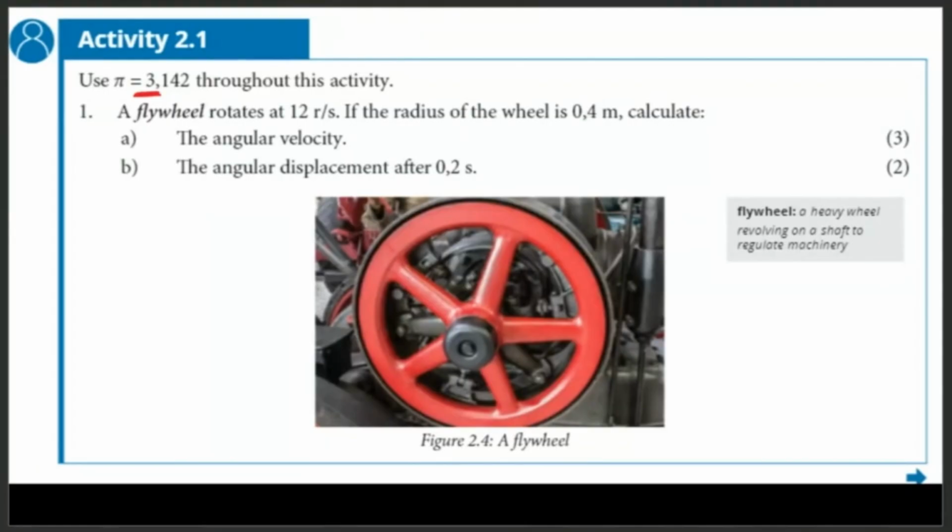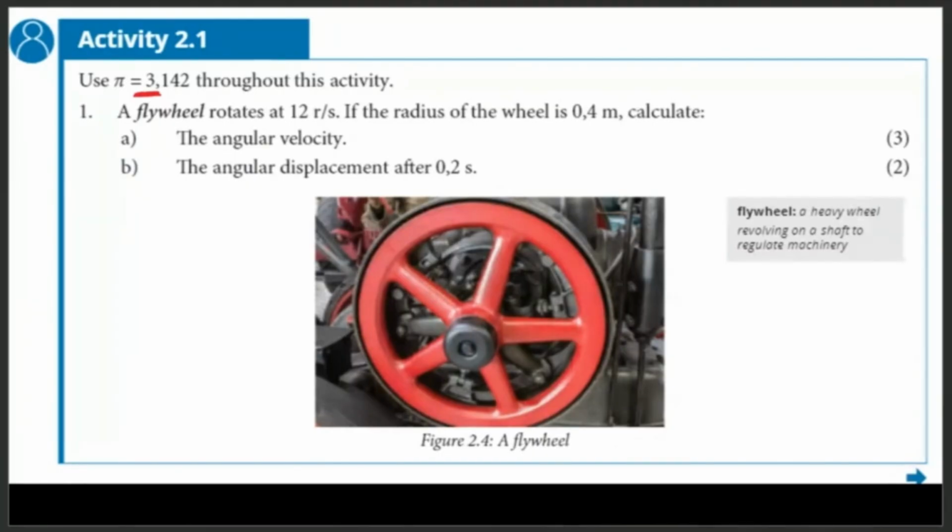I believe in solving calculations to gain more understanding. Let's look at this question. We were given a flywheel. You can see there is a flywheel there. They said the flywheel rotates at 12 revolutions per second. That arrow there is revolutions per second. Sometimes students are puzzled as in, is it revolution or radians? So this R is revolutions per second.